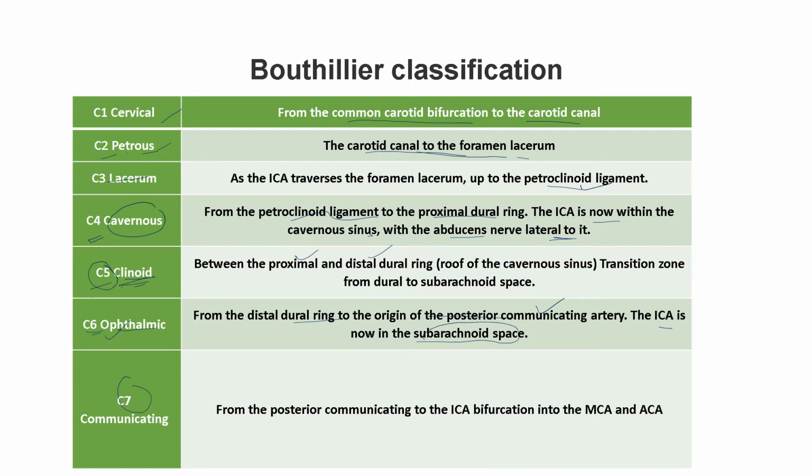The last segment of the internal carotid artery under the Bacillar classification is the C7 segment, from the posterior communicating artery to the internal carotid artery bifurcation into the middle and the anterior cerebral artery. This length is known as the seventh segment or the communicating segment. This seventh segment is important in angiographic studies. So you have to remember these seven segments of the Bacillar classification.